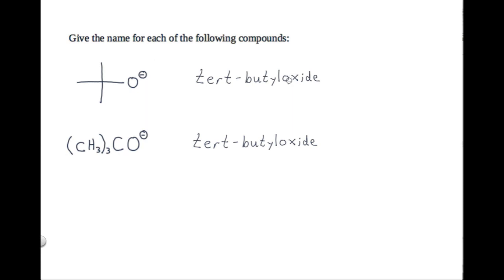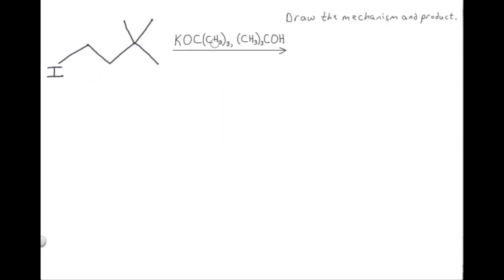Tert-butyl oxide plays an important role in E2 mechanisms. So you need to be able to recognize tert-butyl oxide. Please pause the video and try this problem. I hope you actually tried this problem on paper. You won't benefit much from this video series unless you're trying the problems on your own. Now we can go through the problem together.